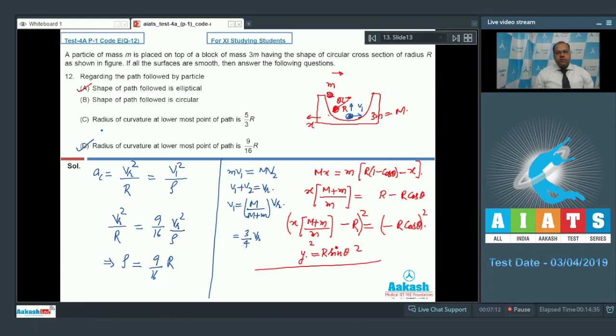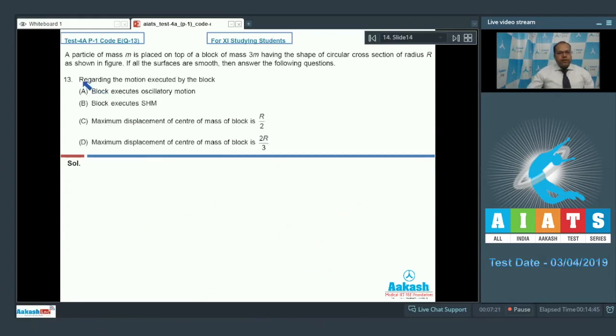Let's move to question number 13. In question number 13, regarding the motion executed by the block, the block is moving in the horizontal direction, so its motion is oscillatory in nature. So option A is correct and B is wrong. Now we have to find out what is the maximum displacement of the center of mass of the block.